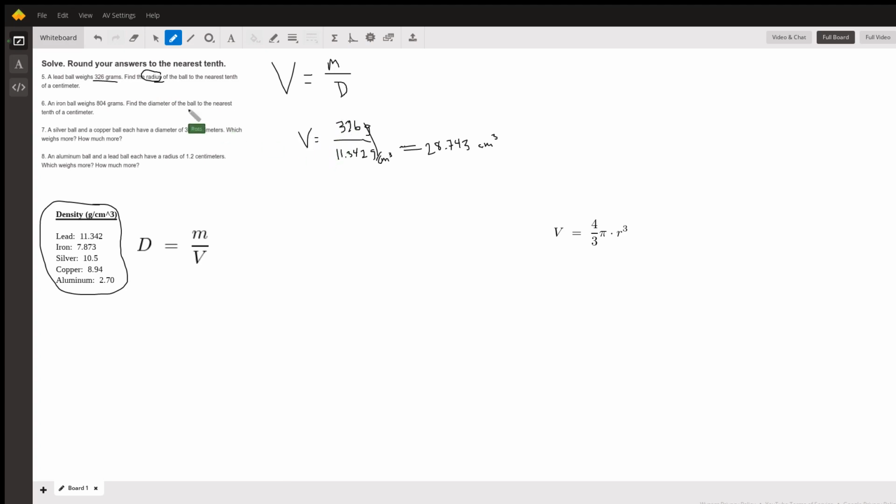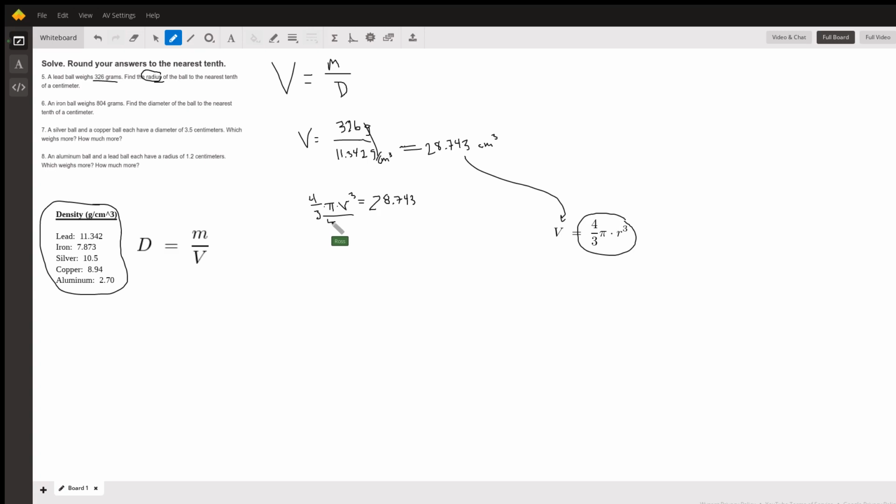We just found that the volume of this lead ball is 28.743, and we have another formula that relates the volume to the radius. So we just found the volume V, so what we're going to do is we're going to take this formula, 4/3 pi times r cubed, and we're going to set that equal to the volume we just found, 28.743. And what do you know? We have one variable here, this r, that we can solve for.